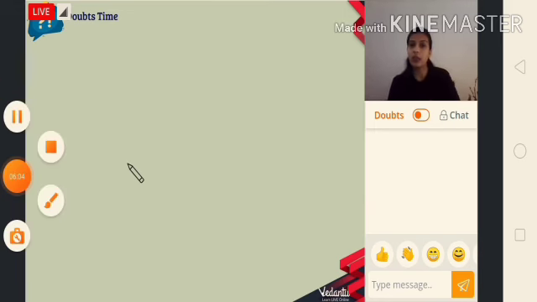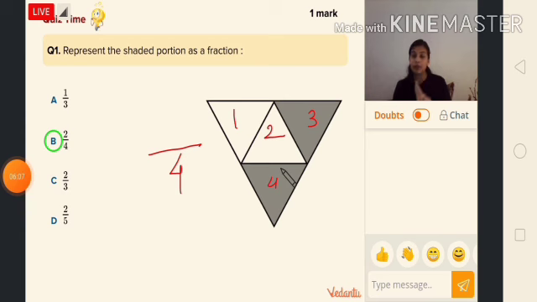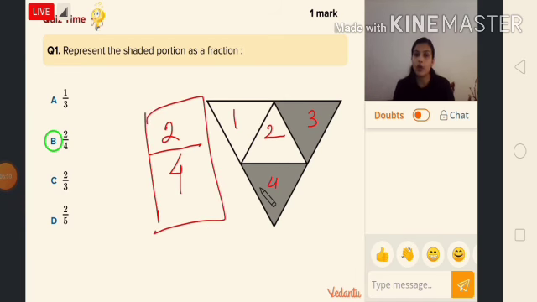If you have any doubt, consider 2 triangles which are shaded, right? So it will be 2 by 4, or if you have the option 1 by 2 anywhere, you should mark option 1 by 2. Okay, instead of 2 by 4, if they would have given 1 by 2, you would have marked 1 by 2. Okay, right? We have already seen simplification of fractions. So you should just simplify the numerator and denominator with the common factor. Here it is 2 by 4, it's fine. But if in case they would have given 1 by 2, instead of 2 by 4, you should mark 1 by 2. Okay, alright.